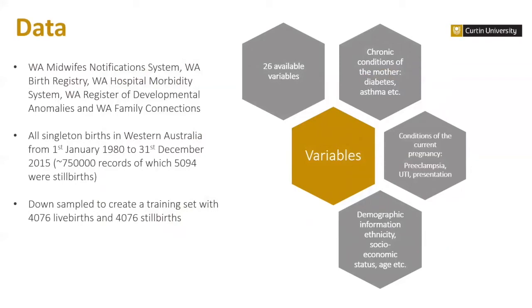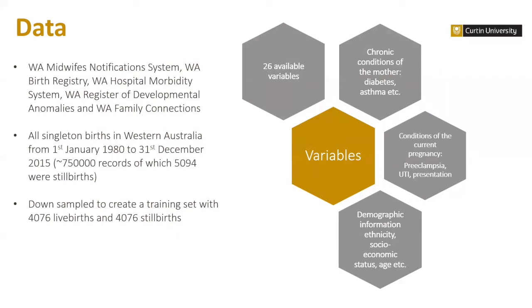It includes all singleton births in Western Australia from the beginning of 1980 all the way up to the end of 2015. So after we did some cleaning and quality checks, we're left with about 750,000 records, of which just over 5,000 were stillbirths. So a relatively low prevalence rate in the general population. But obviously, each one of them has a huge impact on the family or individual that it happened to.